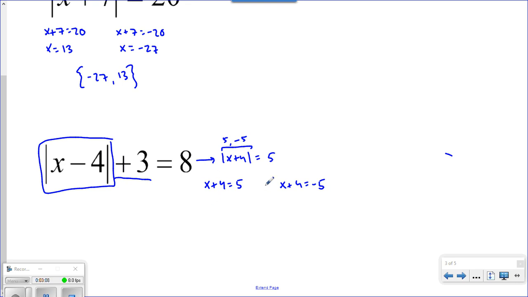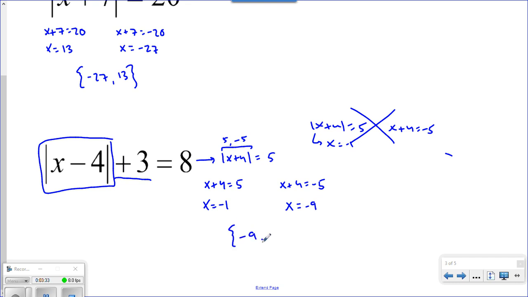We have to write these two separate equations, because if I just write this, then I start doing operations outside the absolute value, which we can't do. So we can't split it like this. We always have to split it into the two equations without the absolute value symbol. So here we're going to get x equals negative 1 and x equals negative 9. Let me go ahead and put that into our solution set.